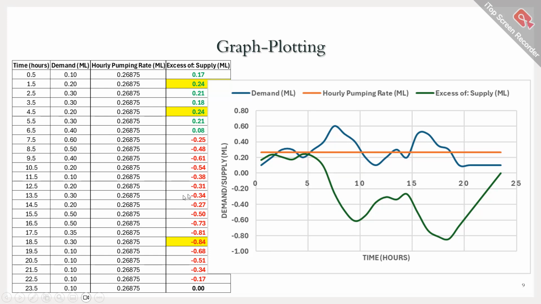And at 1.5 hours and 4.5 hours, it is above the zero line, so it is maximum positive, so 0.24. So this maximum positive value and this maximum negative value we are considering for the design of the tank. So the tank volume is basically starting from this level to this level. This is the tank volume. So 0.24 minus 0.84 to 0.24. This is the tank volume, or 1.08, or approximately 1.1 megaliters is the tank volume.